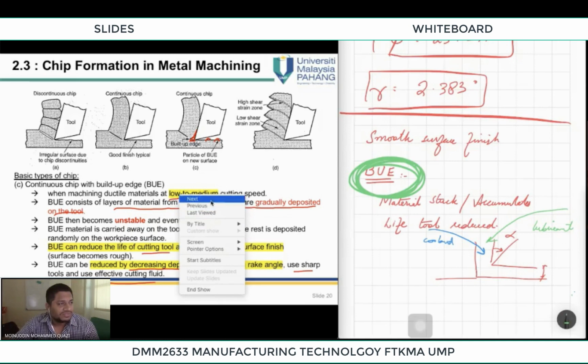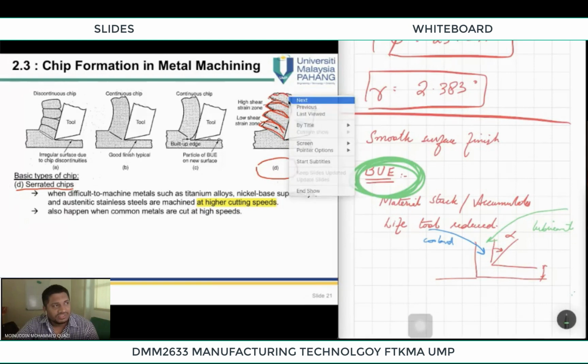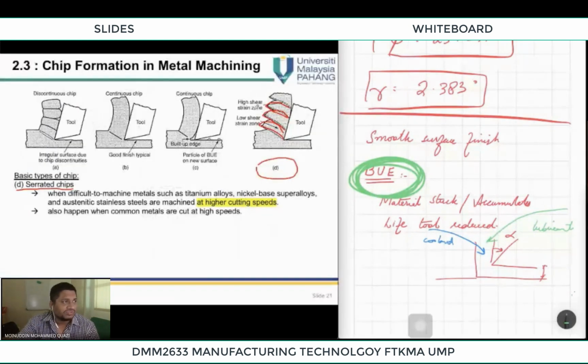So let's move to the next slide. So basic type is number 2. Number 4 is the serrated chip. Sorry, D is serrated chip. You can see it has got some different zones. Zone 1, zone 2. These are separated out chips. These are different zones.